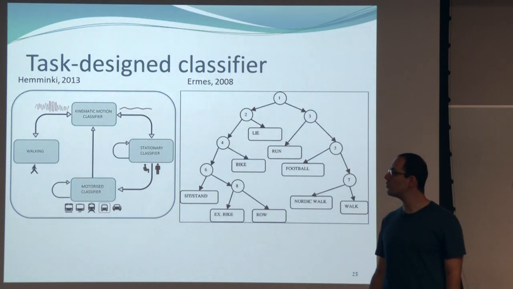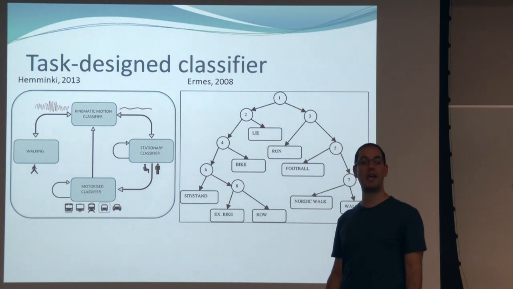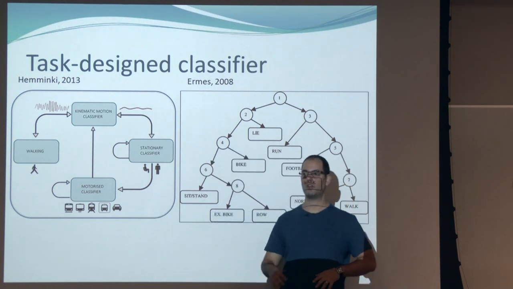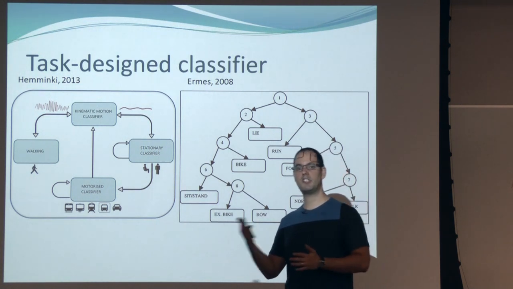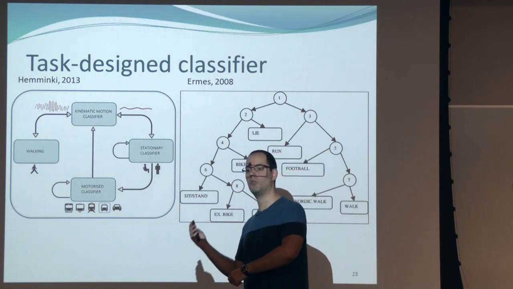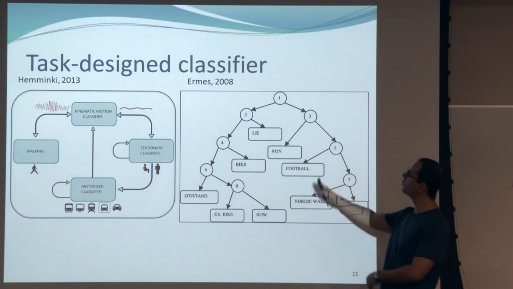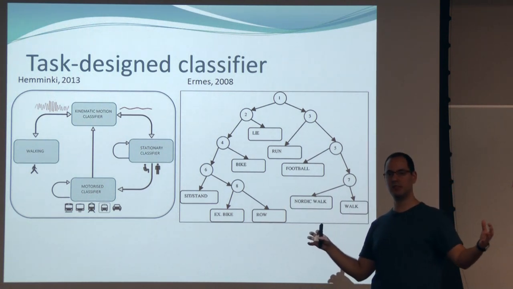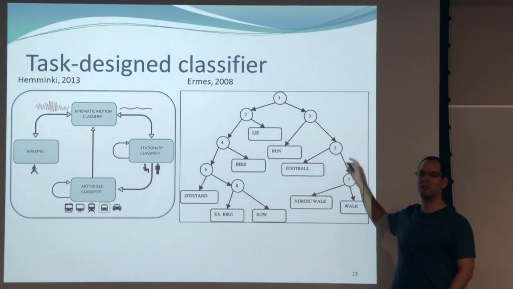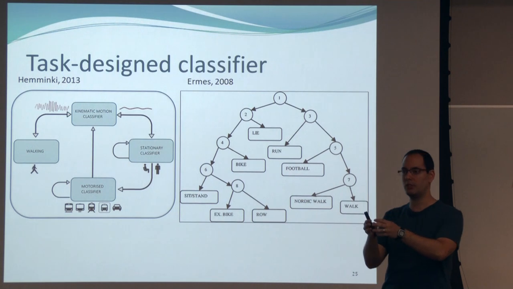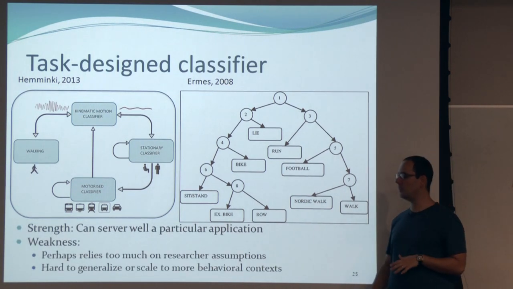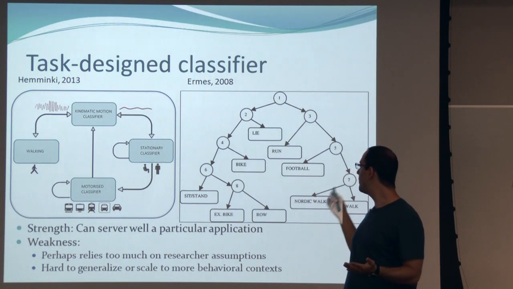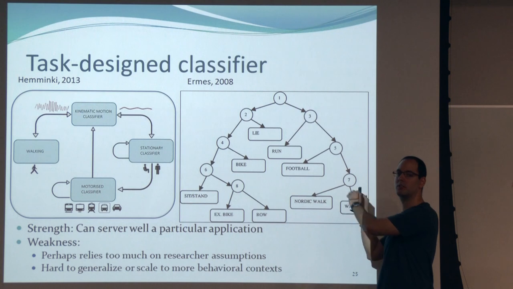Another approach used for classifiers is to design some kind of task-specific classifier, like this work by Hemminki, where they targeted recognizing transportation mode. So for their classifier, they decided to first check if the person is stationary or on the move, and if they're on the move, is he or she walking or in a vehicle, and so on. Or this work by Hermes, where they predefined, they handcrafted this hierarchy of the predicted activities, and each of these small nodes, binary decisions, was solved by using a small classifier that was trained with machine learning. So these approaches may be very fitting to specific applications, but it's harder to scale these to more applications and to more contexts that you want to recognize, because they are tailored to specific contexts.